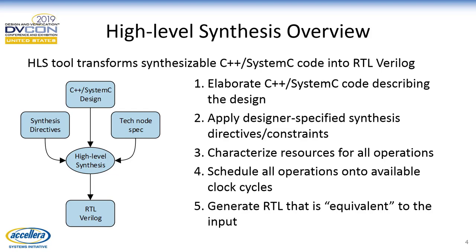So the HLS tool looks into the design, looks at all the multipliers, adders, muxes, and things like that. Then it characterizes them at the node and the constraint we specify, meaning how fast is a multiplier for 12 bits, 14 bits, how slow can it be, and so on. Then it takes all the operations in the design and schedules them onto the available clock cycles. So it looks at how many clock cycles there are to spread all this logic around. Then it generates RTL that's equivalent to the input.